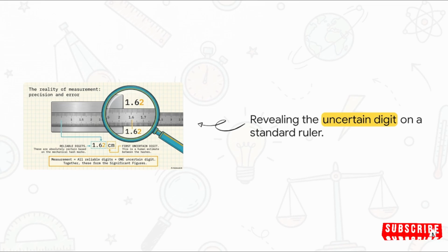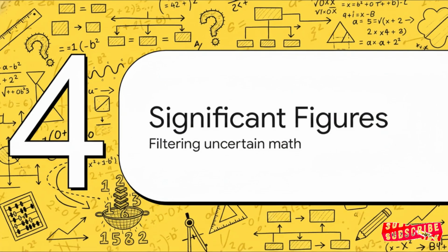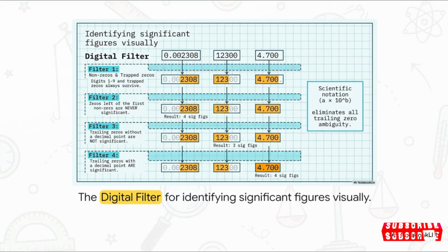Well, that is just a human estimate between the lines. It's an uncertain digit. So your significant figures are simply all of your perfectly reliable digits plus exactly one uncertain digit. Make sense? Okay, section 4, filtering significant figures. If we constantly have these uncertain digits just floating around, we obviously need a solid set of grammatical rules to do the math without ruining the truth of our measurement.